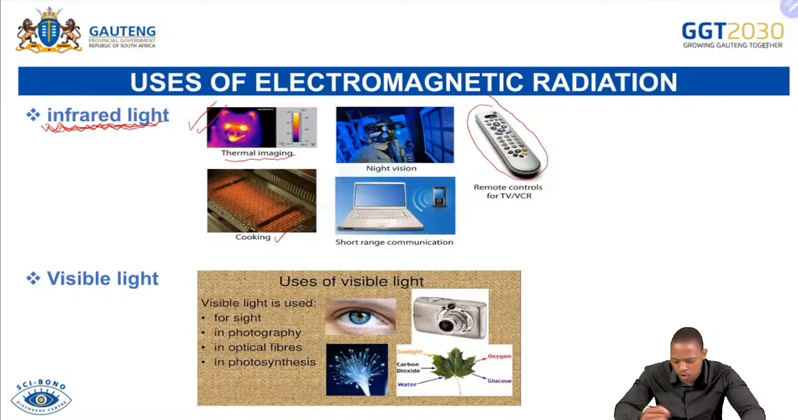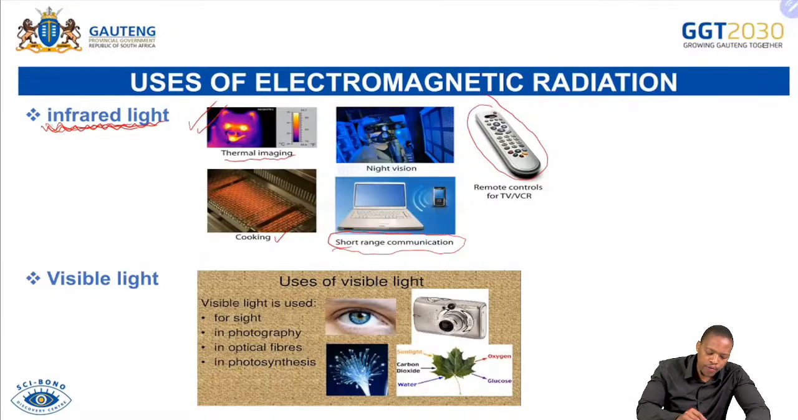Infrared light is also used in remote controls, and it is also used for short range communication. Again, I'm pretty sure that I have not counted all the uses of infrared light. You may know more than what I have counted there, but the idea is that you know and have an idea of the technological uses of infrared light.